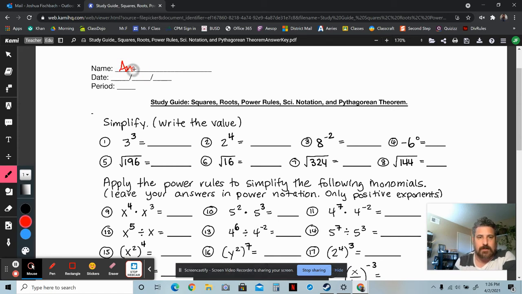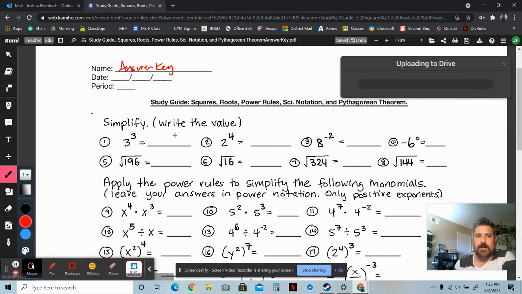So I've got a little answer document here. Answer key. All right, that's funny. It's like a highlighted thing there. Okay.